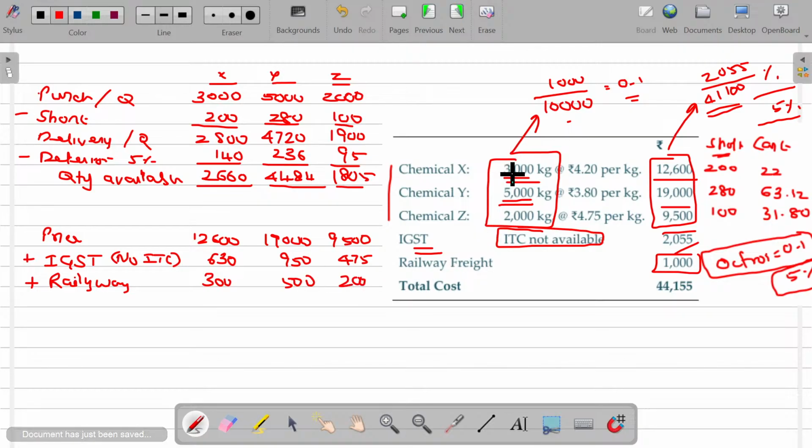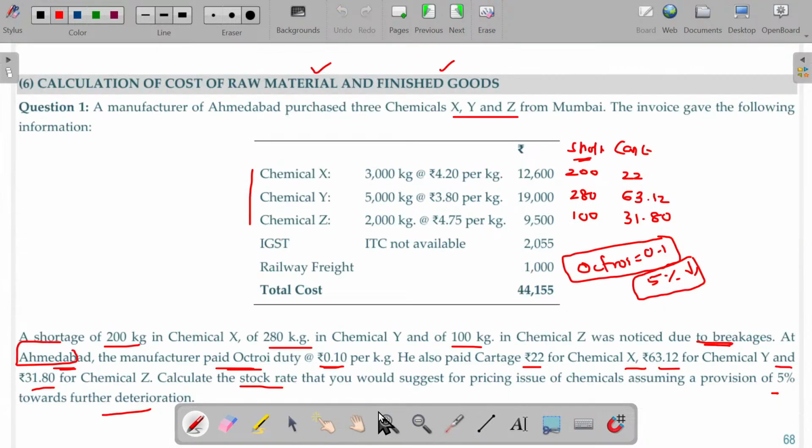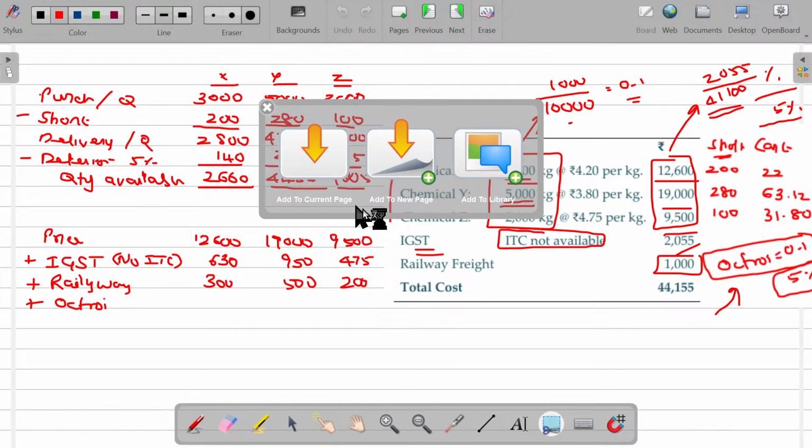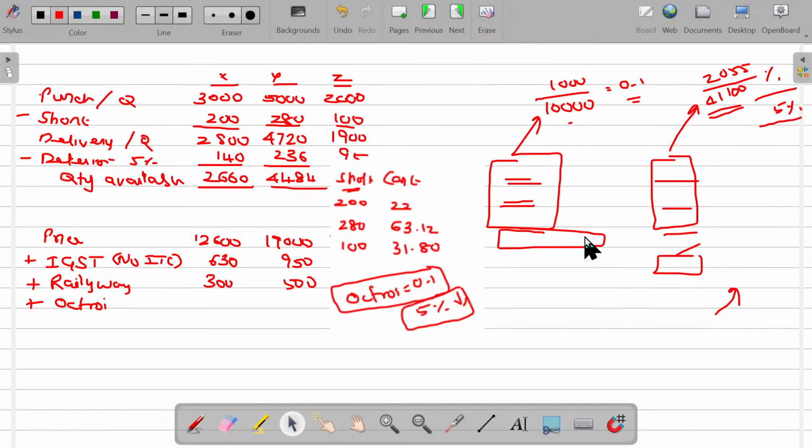Right. Now, octroi is also paid. Add octroi. Octroi is payable where? Only at Ahmedabad on receipt of the goods. While receiving the goods, no. Is that okay? What happened? While receiving the goods, this is a shortage. This is a shortage.